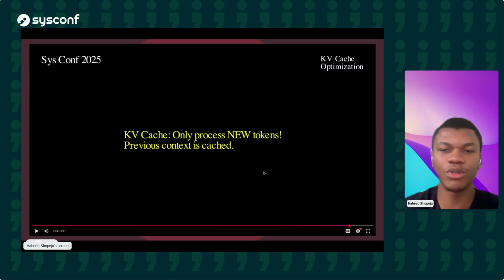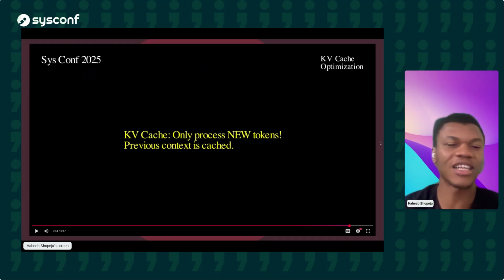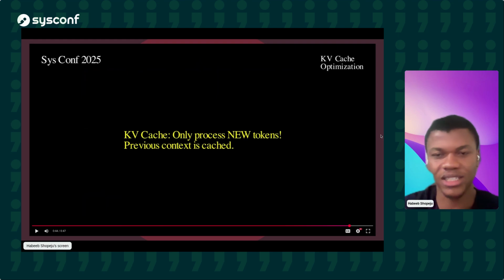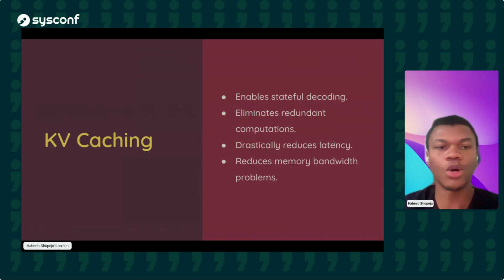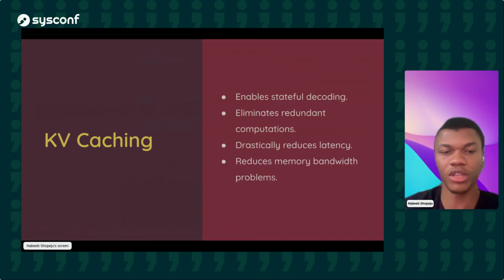So KV cache only processes new tokens. All previous context is cached. I think that's kind of basic software engineering practice, right? But it's not always so clear when there's something as new as language models. And this is used in inference engines anyway. So KV cache enables stateful decoding, eliminates redundant computations, drastically reduces latency, and reduces memory bandwidth problems.